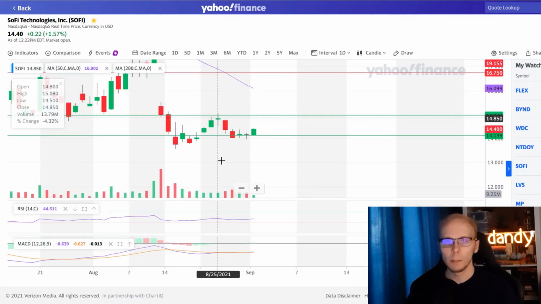Third name is SOFI Technologies, ticker symbol SOFI. After the last week's cover, the stock started moving lower, and on Friday it went under our second support target, closing at a lowest of $14.04 per share. The relative strength index was just under 40 at 39.5, and the 12-day moving average of the MACD was just under the 26th one.